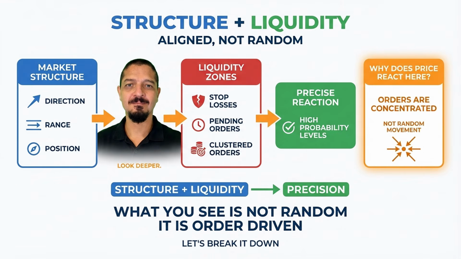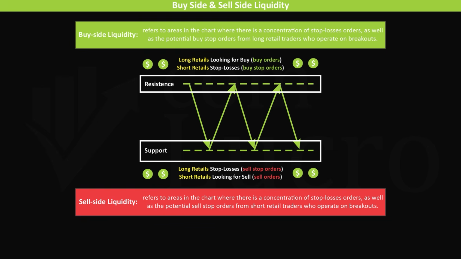At this point, we can clearly see how structure and liquidity align on the chart. But to fully understand why price reacts so precisely at these levels, we need to look deeper into how liquidity is actually created and used, because what you are seeing here is not random. These reactions come from very specific areas where orders are concentrated. So what exactly is buy-side and sell-side liquidity, and where does it form in the market?